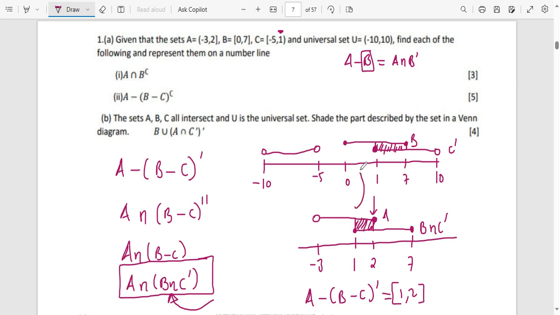Look at this. 1, C complement we have shaded there, meaning that 1 is part. And for this set B, you can see that the set B starting from 0 up to 7. It means that 1 is part of that set. If you are taking the intersection of these two sets, it means that 1 is part of the C complement, it's also part of B, so it will be part of the intersection. Intersection means where things are meeting. So if something is in both sets, it means it will be part of the intersection.